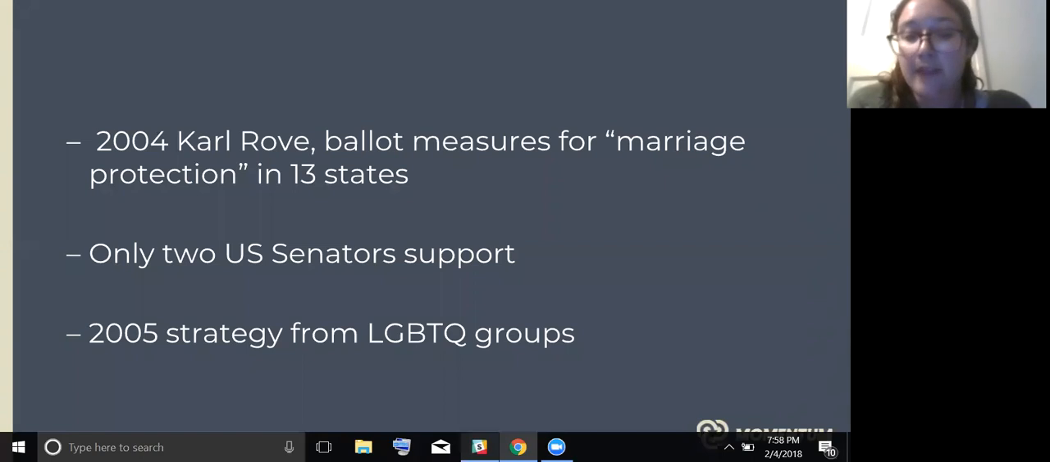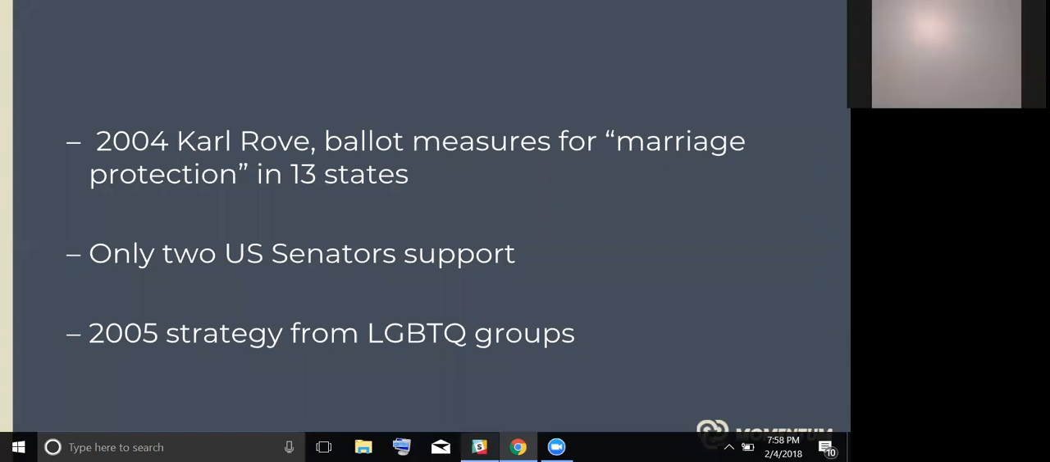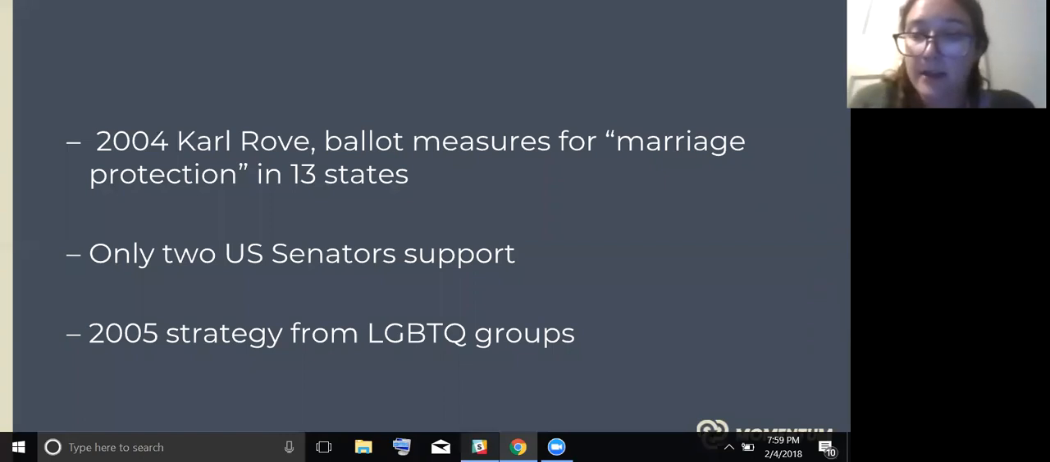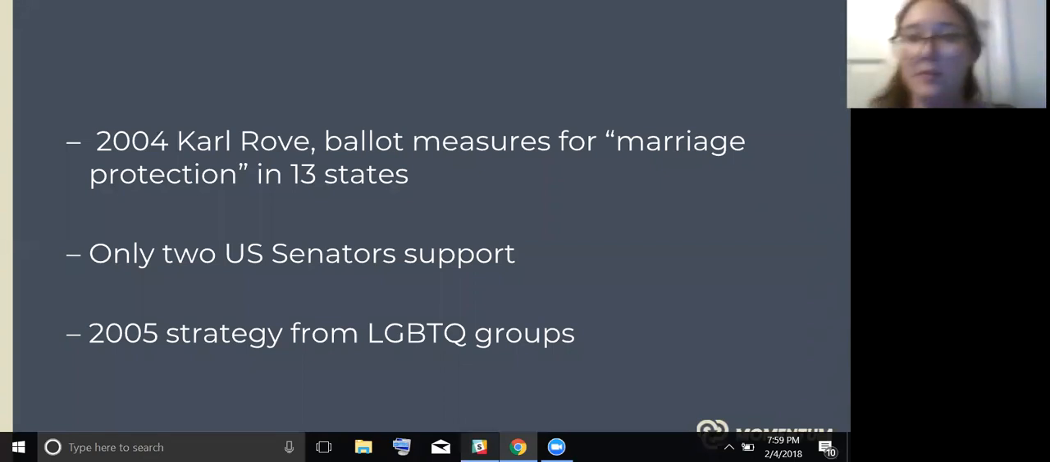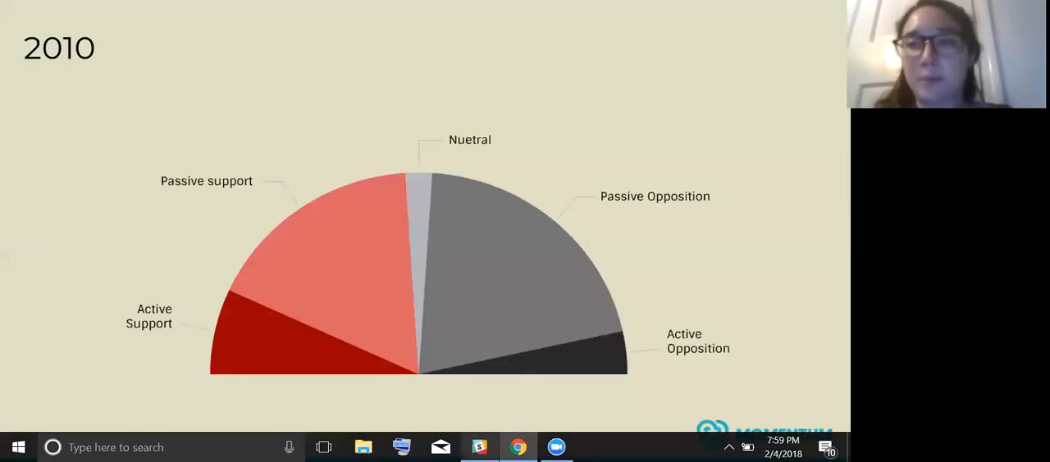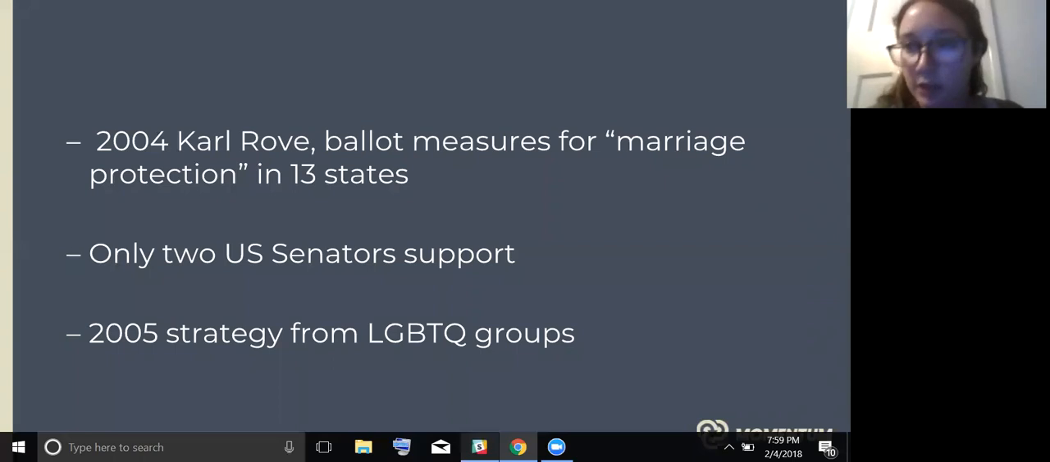And essentially, in 2005, LGBT groups launched a strategy to massively transform public opinion on the issue of gay marriage through campaigns at the state level to win marriage equality. But what's important to understand is that those campaigns weren't just about winning marriage equality at the state level. It was about transforming public opinion.